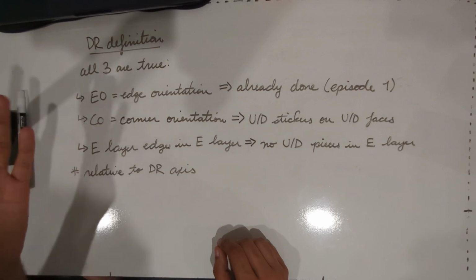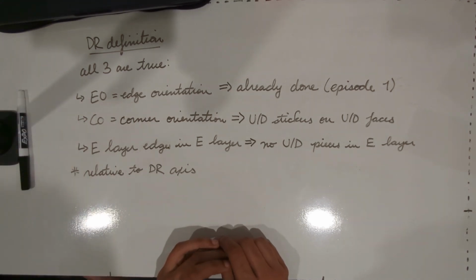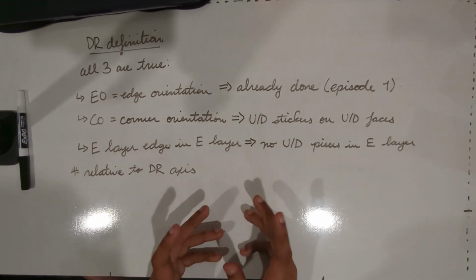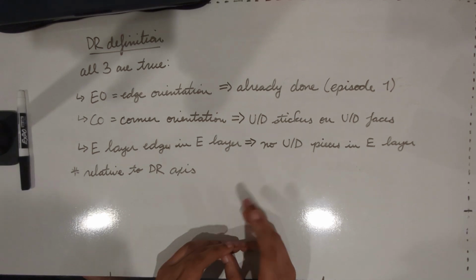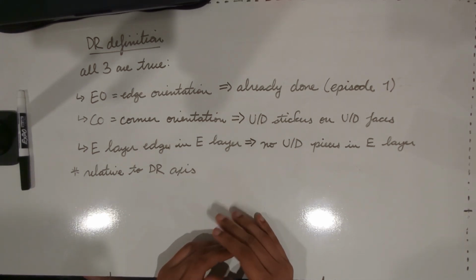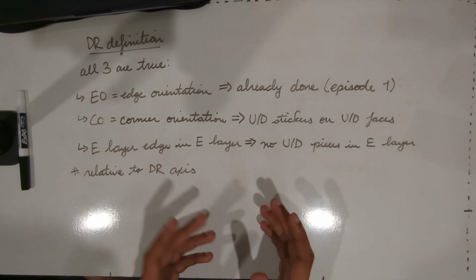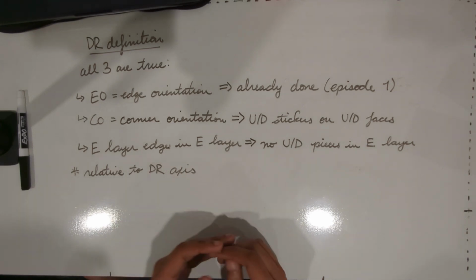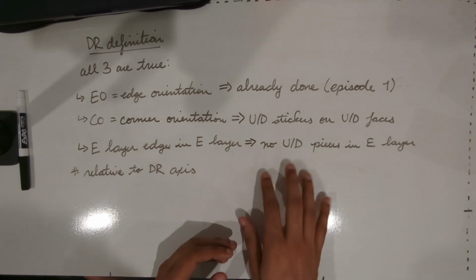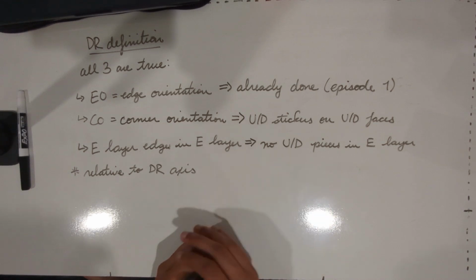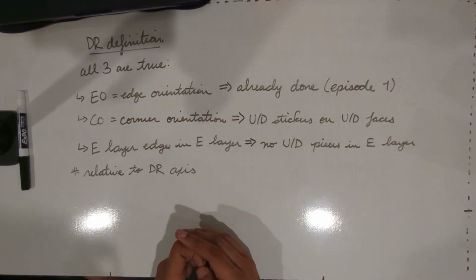First, EO. We should already have EO done from our previous step, so there isn't anything we need to do differently here. We just need to make sure not to break EO. Corner orientation. Now this is new, and this means that we need the UD stickers to be on the UD faces. Remember that we can pick either axis that doesn't have EO done already to be UD. And finally, we need all the E-layer edges to be in the E-layer. Specifically, the 4 edges that do not have UD stickers have to be in the E-layer.